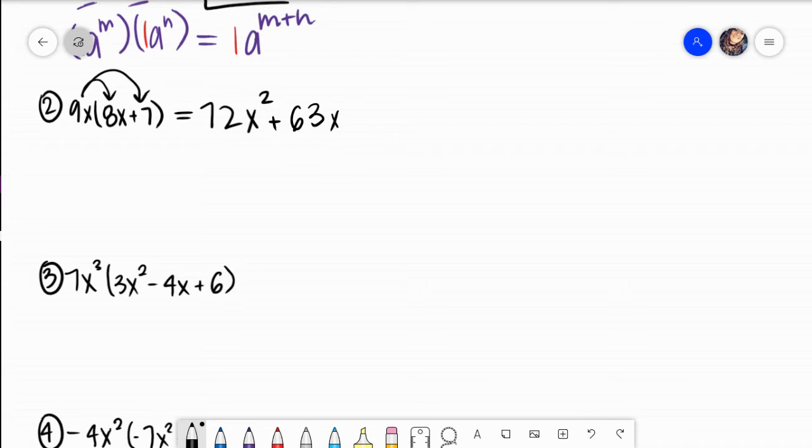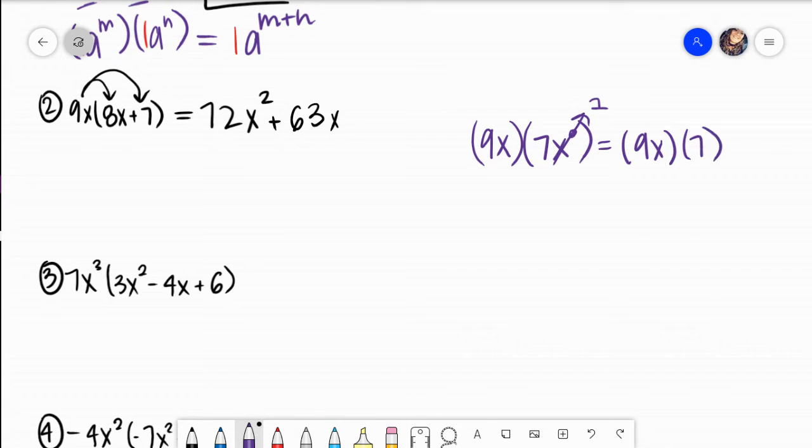Technically, this is what I wanted to show some people. Technically, I did 9x times 7x to the 0. Yeah, it looks weird, doesn't it? But that's exactly what I did. You could remember the zero exponent rule, which states that anything raised to the zero power is one. So you could say that's just 9x times, well, that went to one. Seven times one is just seven. And then do your multiplication that way.